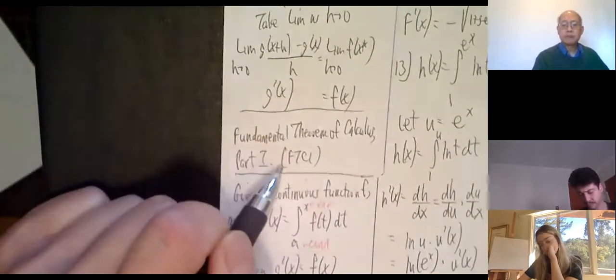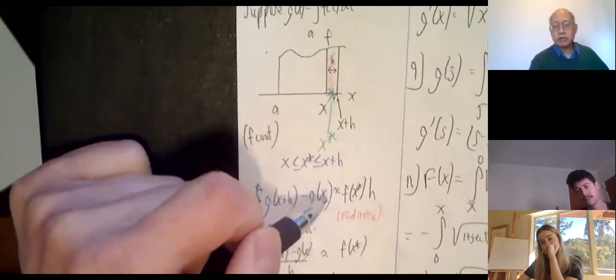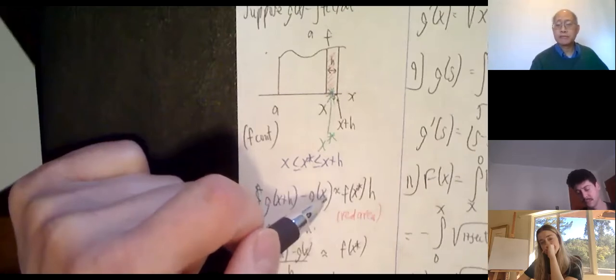FTC part 1. Okay, so what do you need to know about this? You're not responsible for this derivation. So you might say, I have no idea what you did over here. Okay, that's okay. I was supposed to show you. You don't have to duplicate that. What you do need to know is this theorem.